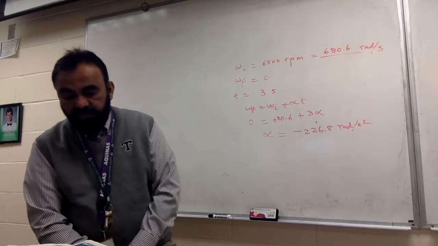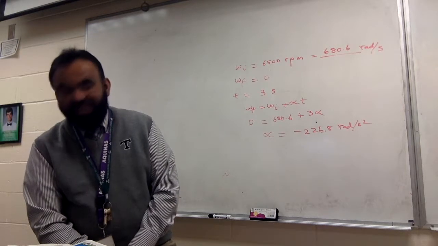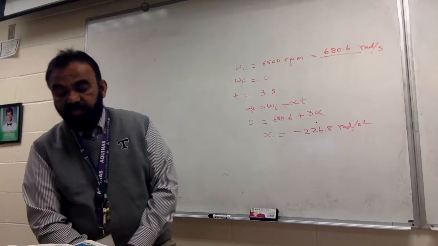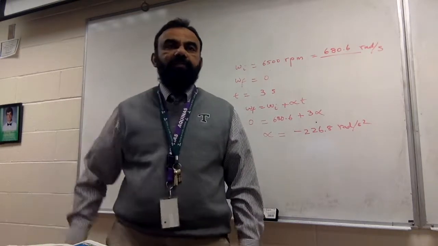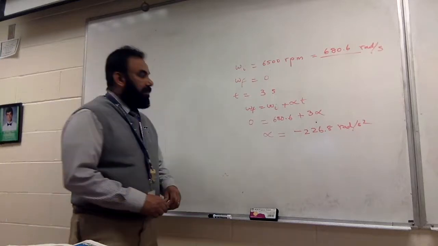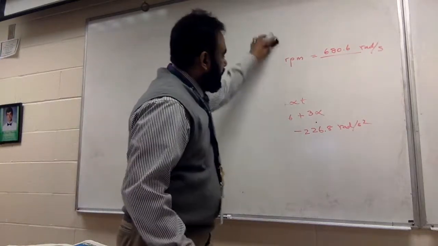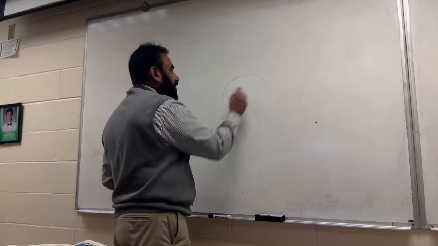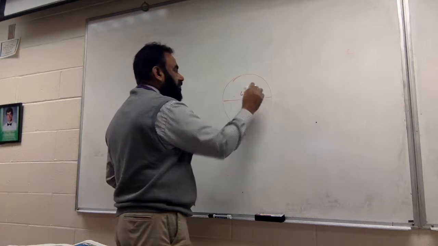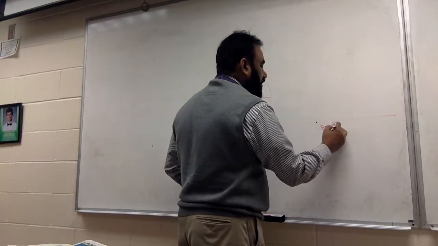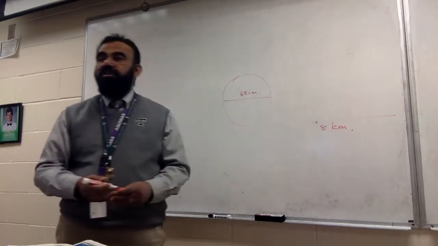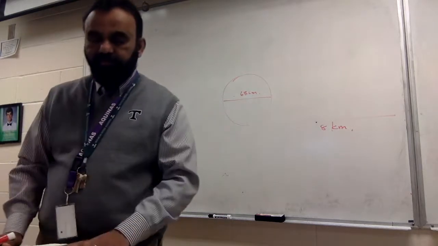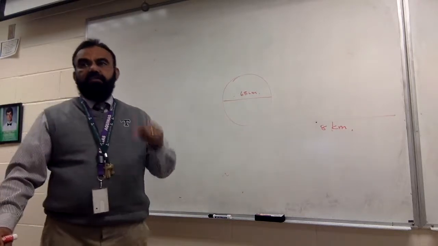Yes, everything's good? A bicycle with tires 68 centimeters in diameter travels 8 kilometers. How many revolutions do the wheels make? A bicycle wheel has a diameter of 68 centimeters and it travels 8 kilometers. How many revolutions did it make? How many times did it spin? So what are we trying to find?